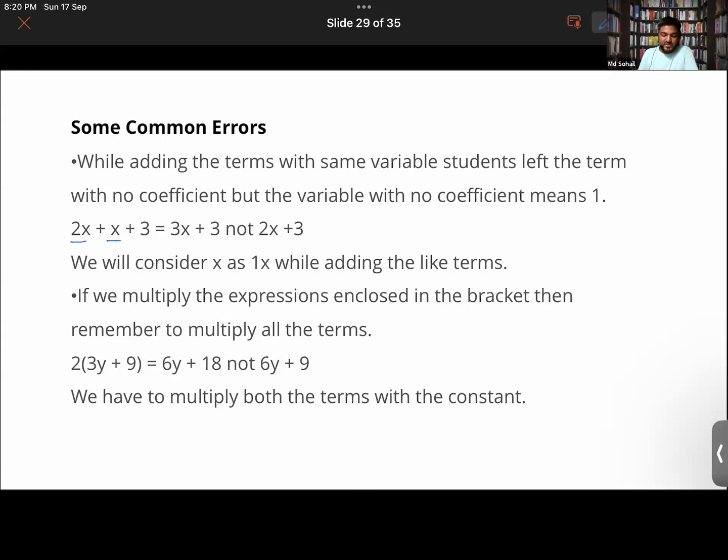Many times the students will write it like this: 2x plus 3. But it needs to be written like this: 3x plus 3. The like terms need to be added upon simplification.